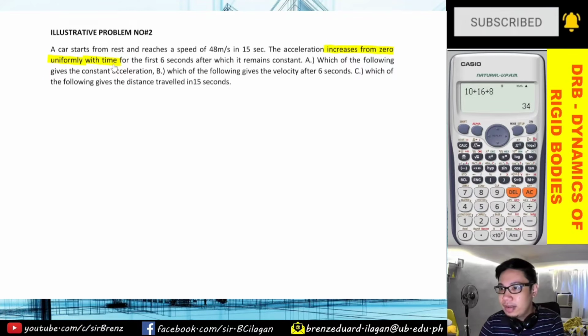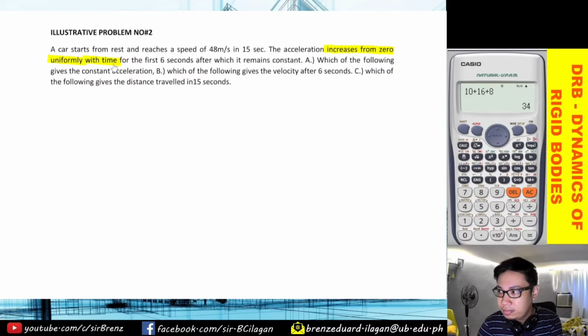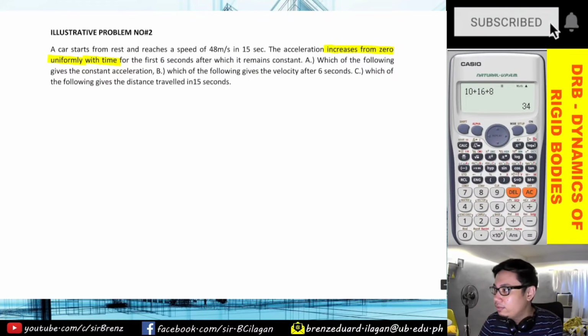Okay, so which of the following gives the constant acceleration? Letter B. Which of the following gives the velocity after 6 seconds? And letter C. Which of the following gives the distance traveled in 15 seconds? So again, ang maganda dito, i-drawing muna ulit natin yung kanyang acceleration diagram.